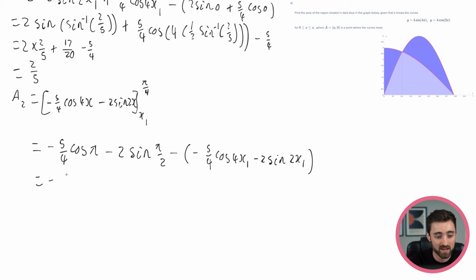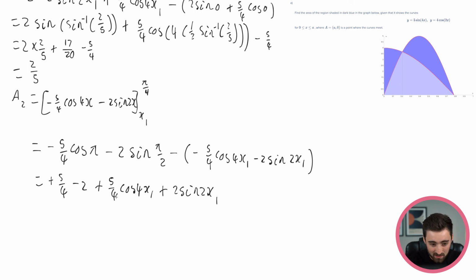So this is going to be minus 5 over 4 cos of pi. It's something that you probably should remember, but if not, you can put it in your calculator, but it's minus 1. So in other words, this is basically just going to be positive 5 over 4. Sine of pi by 2 is going to be 1. Again, you should probably remember that, but not the end of the world if you put it in your calculator. So this is going to be minus 2. And then here, all of these are just going to turn to positives because I'm minusing this whole bracket. So this is the plus 5 over 4 cos of 4x1, and it's the plus 2 sine of 2x1.